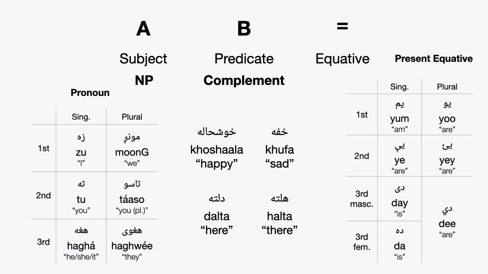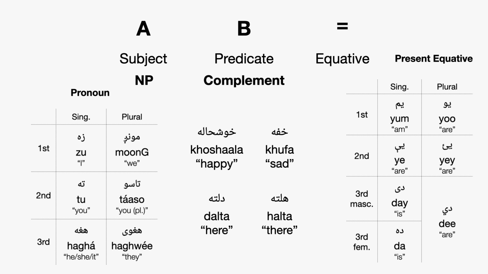Now with these words, you can take any subject, any predicate, and then find the matching equative, and you can build 168 different sentences just from what we have here on the screen. So I encourage you to pause the video and play around with it. Try building some of your own sentences.